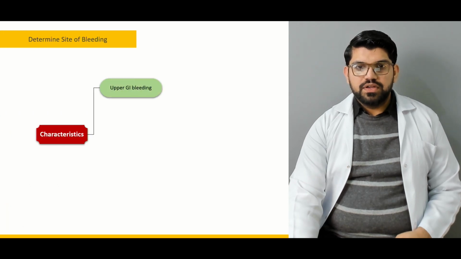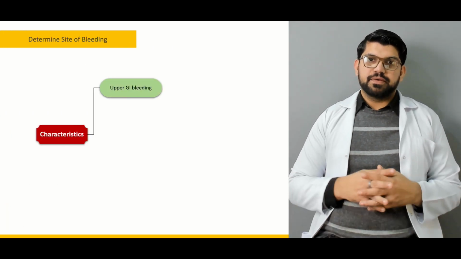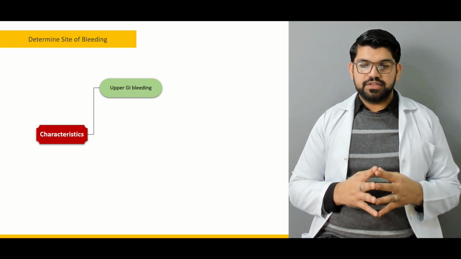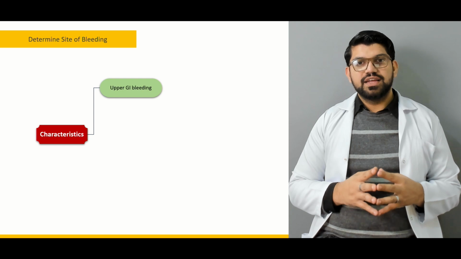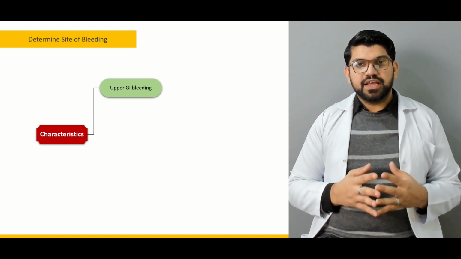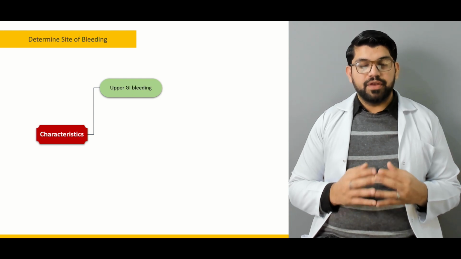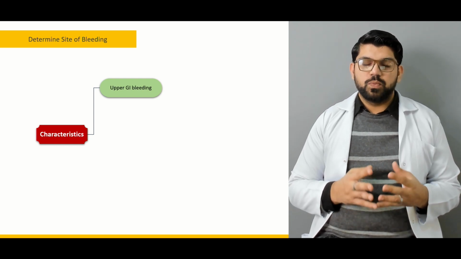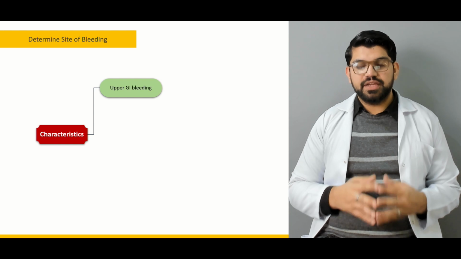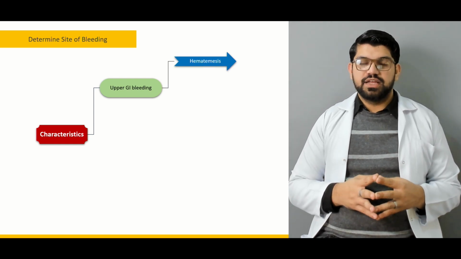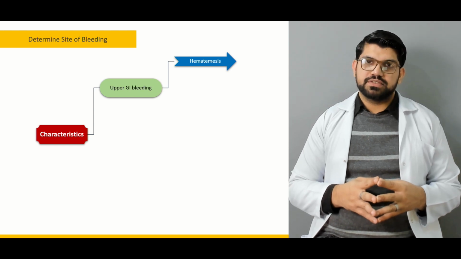So, how to determine the site of bleeding? As I mentioned in the first slide, under the section of anatomical essentials, bleeding above the ligament of Treitz is upper GI bleed, and below it is lower GI bleed. What are the characteristics of upper GI bleed? That's hematemesis, coffee ground vomitus, that's blood in the vomitus.